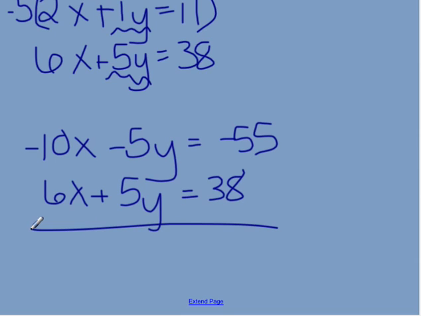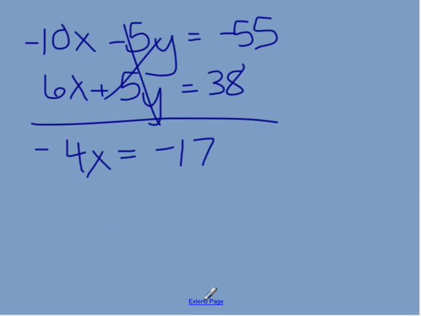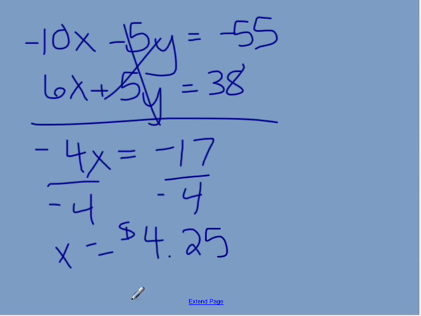So now I'm going to go ahead and add down the columns. So I get negative 10x plus 6x. That'll give me negative 4x. My y's are going to cancel. Negative 55 plus 38 is going to give me a negative 17. So it's okay getting a decimal on this one. So I'm going to divide both sides by a negative 4, and I get that x is equal to $4.25.